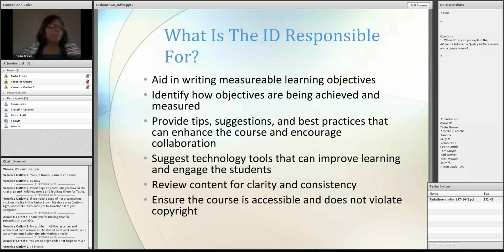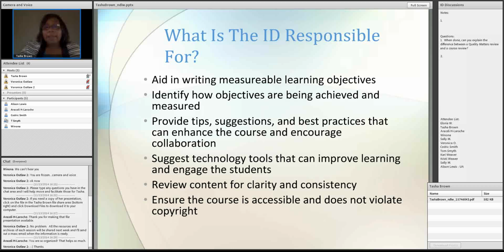The instructional designer will also be responsible for providing tips, suggestions, and best practices that can enhance your entire course and encourage collaboration. One of the things we know that is very important in online courses, and in courses in general, is ensuring that we have collaborative learning between students. So how do we ensure that the students are being engaged and interacting with each other, their instructor, as well as the content? These are the things that an instructional designer looks at.